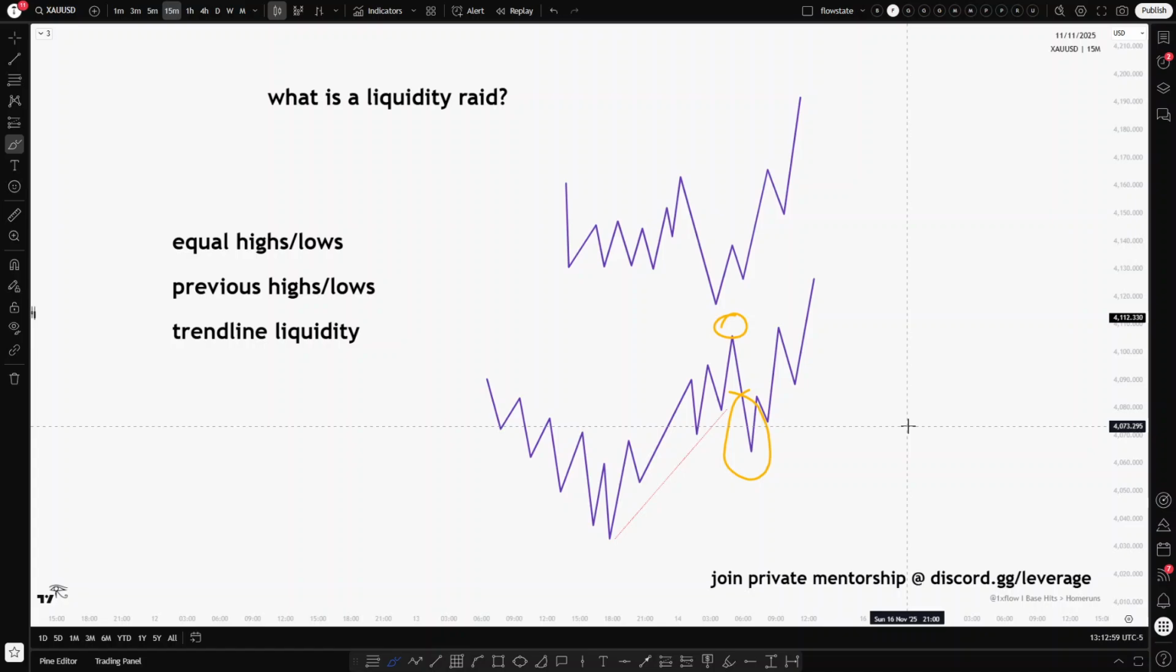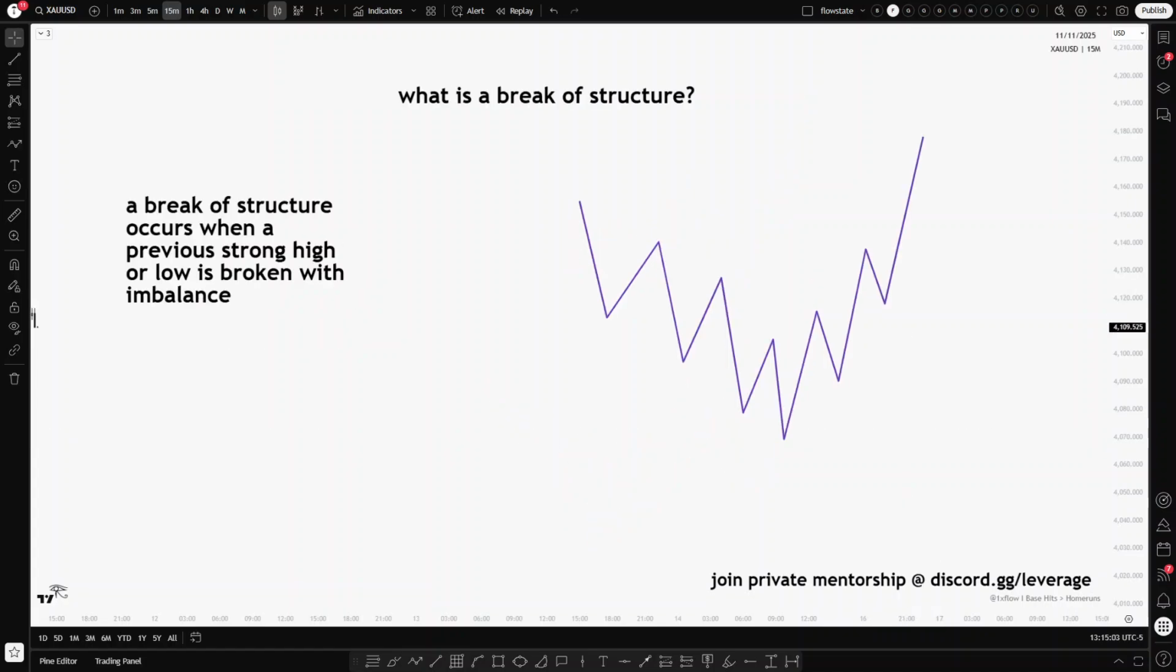But moving on to a break of structure. All right, now what is a break of structure? A break of structure is going to occur when a previous strong high or low is broken with imbalance. A strong high or a strong low is a low or a high that caused a new high or a new low. If you guys want more information on that, definitely go check out the strategy series as well as the beginning to funded series. That will give you guys more information on these breaks of structure as well as these liquidity raids. The whole point of this video is more so liquidity raid versus a break of structure. But a break of structure is going to occur when a previous strong high or low is broken with imbalance.